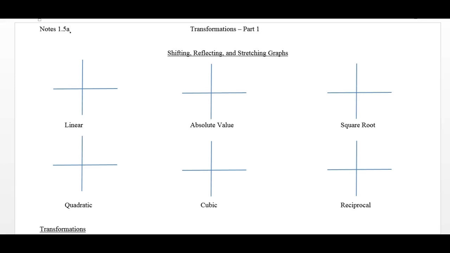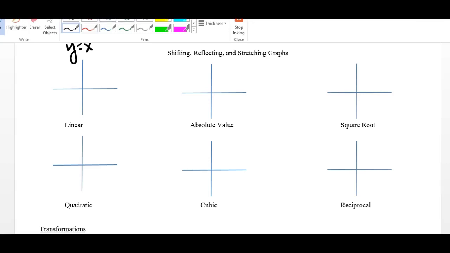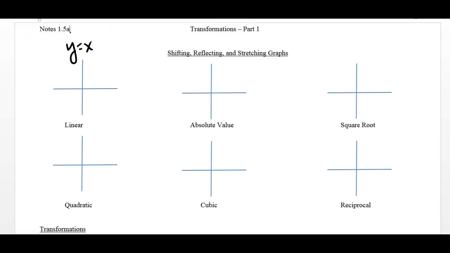Okay, the first one is just the good old linear function, and that is y equals x. And if you remember, the y equals x line just looks like this, right? Straight through the origin, the parent function just looks like that. The next one that you probably learned is the quadratic, y equals x squared. Okay, that's a parabola. It sits right at the origin, looks like that, symmetric.